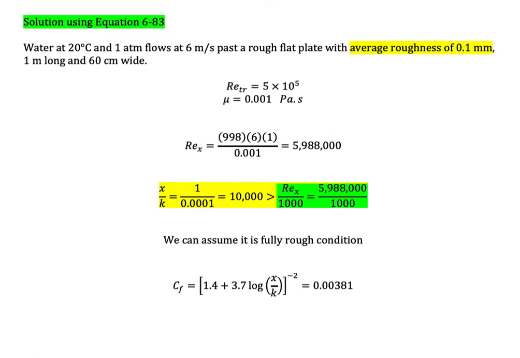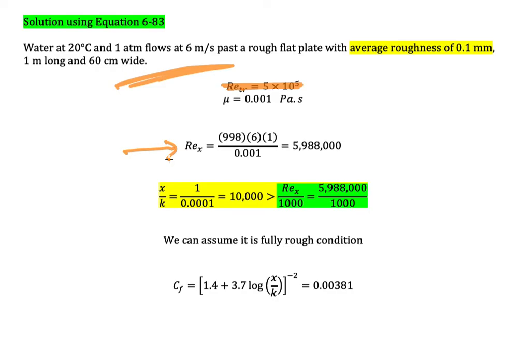Then I would like to share with you another, simpler method to calculate the drag force and boundary layer thickness on a rough surface. Let's say we still have the same condition as this one. Please ignore the Reynolds transition here, as there is a typo. First we need to calculate the Reynolds number. We still have the same Reynolds number, which is 5.9 times 10 to the power of 6.